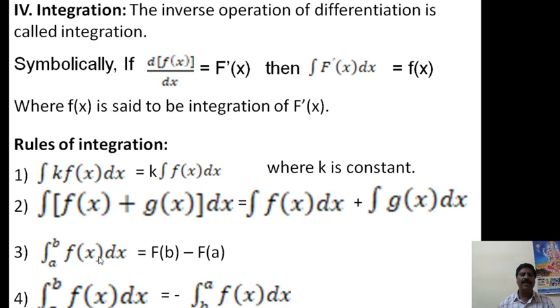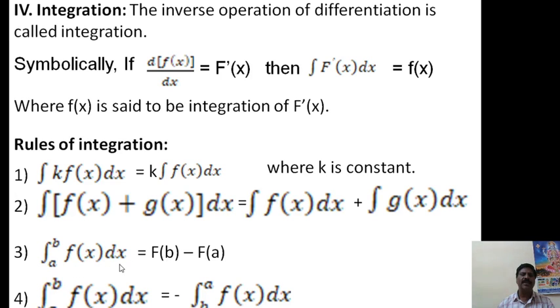Then, for definite integration, the third rule is the integration from a to b of f of x dx, which is equal to F of b minus F of a. You take the integration of f of x, that is capital F of x, then put the upper limit, that is in place of x you put b, therefore F of b, and put the value of x at the lower limit a, therefore F of b minus F of a.